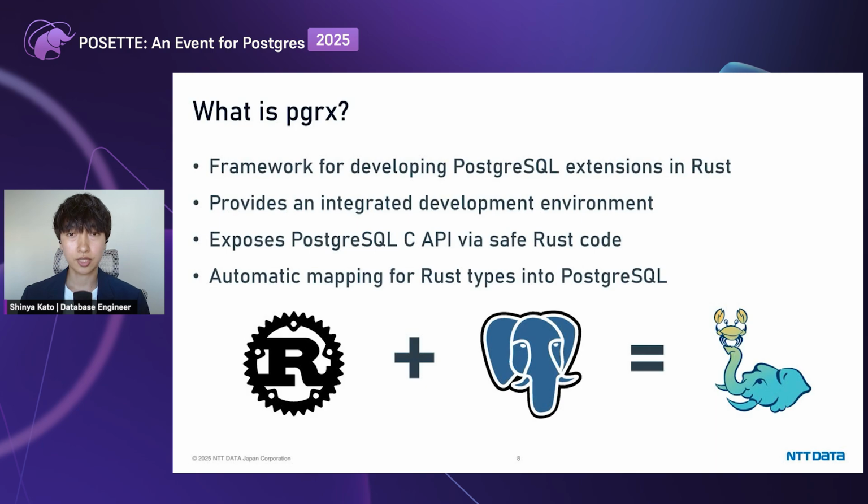Third, it automatically handles the mapping between Rust types and Postgres types. For example, if a Rust function returns an i32 type, pgrx converts it to the integer type. If it returns an i64 type, it converts it to bigint. And if it returns a String type, it converts it to text.